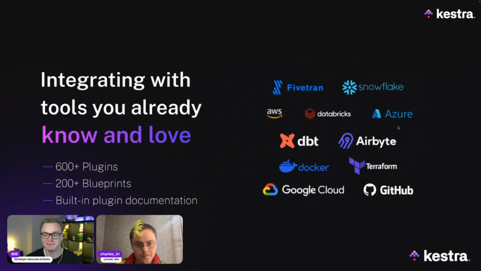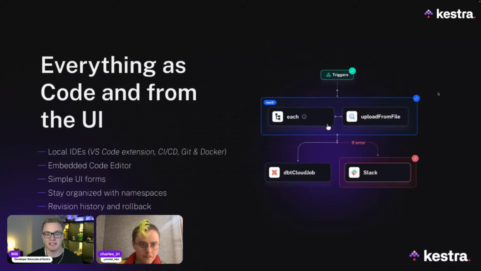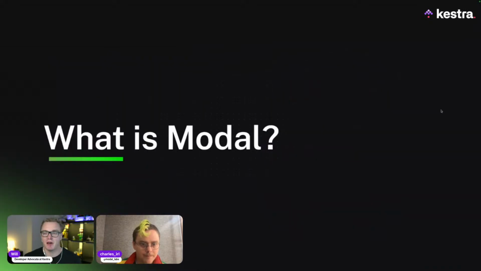As I said earlier, in Kestra you can do everything as code and from the UI. If you prefer to configure things manually, you can do everything in YAML, which is my personal preference. But you can also use the user interface form to add different options and properties to your workflow, and I'm going to walk you through a little bit of that today too. So you get the best of both worlds, and it makes it really easy to build complex workflows effortlessly. Now, I'm going to hand it over to Charles to talk a little bit more about Modal and how Modal makes things easy.